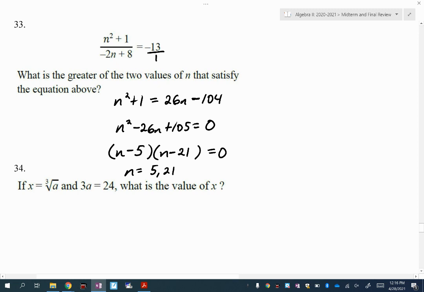So which of these is greater that satisfies the equation? I plug them in. None of them are going to give me an extraneous solution, so we're good there. So the one that is greater of the two values is 21.